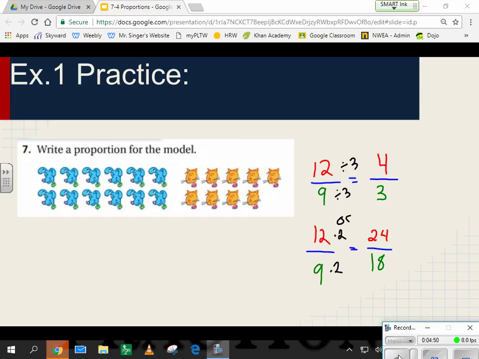All right, so here we go. I created 2 actual proportions. If you notice in both, they both start as 12 to 9, meaning for every 12 dogs, there are 9 cats.